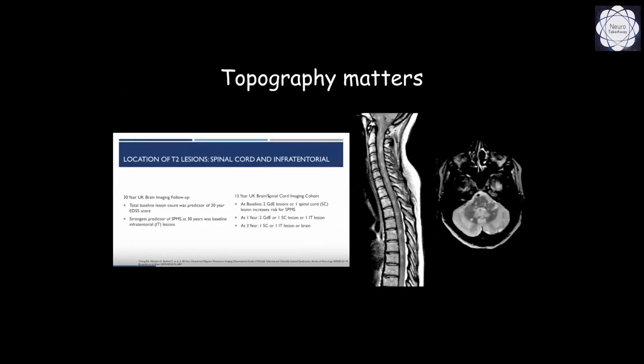On the other hand, the topography matters. In this paper, Chung et al. demonstrated that the presence of spinal cord lesions and posterior fossa lesions, but especially spinal cord lesions, is associated with worse prognosis, and these patients reach faster certain levels of EDSS.